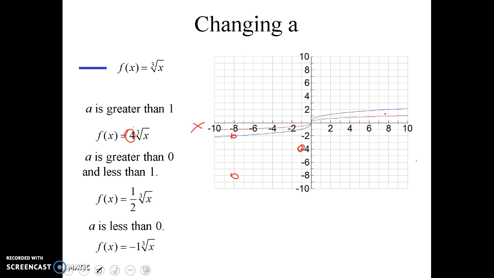And then if a is a negative number like negative 1, what will happen is the entire graph will be reflected over the x-axis. And so it's going to look something like this, where instead of going over 1 and up 1, we're going to go over 1 and down 1. And we get a graph that is just inverted or reflected over the x-axis because of the negative 1 value.